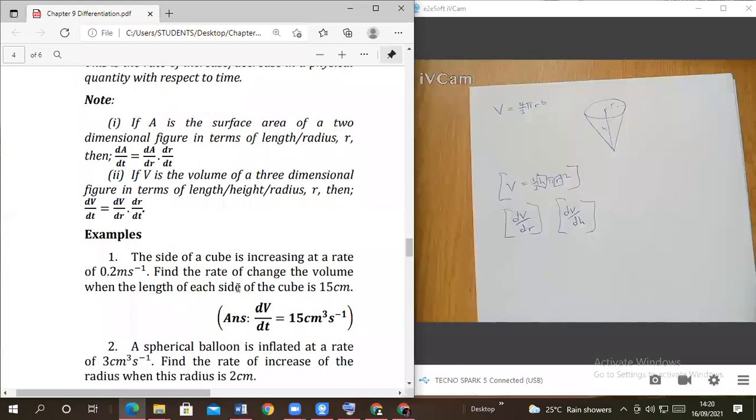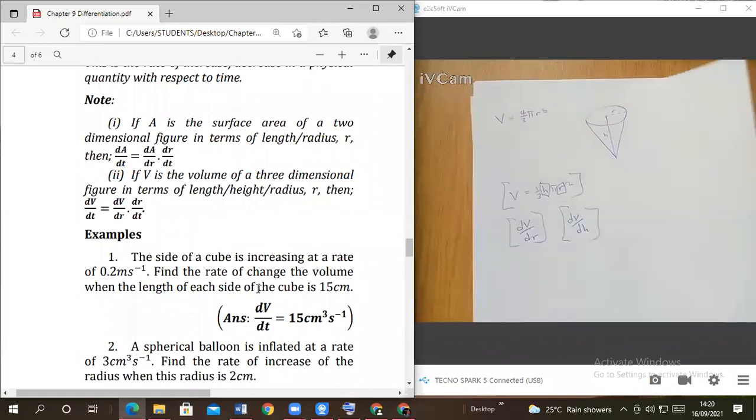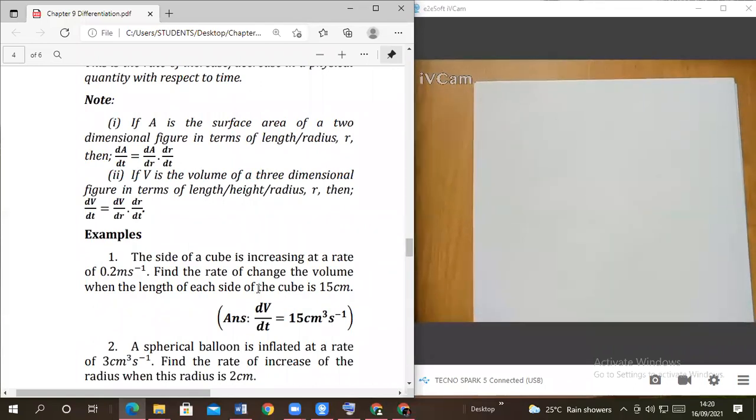Example 1. Hope you have the books. You copy these numbers and you write the answers. Example 1, we have that the side of a cube is increasing at a rate of 0.2 meters per second.